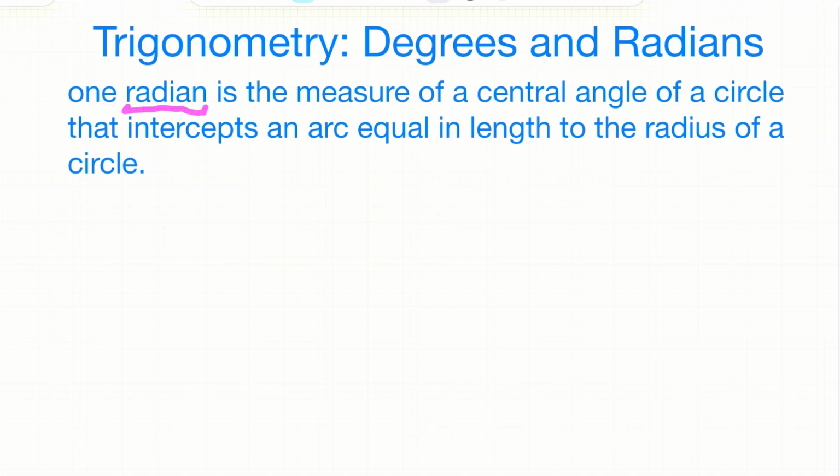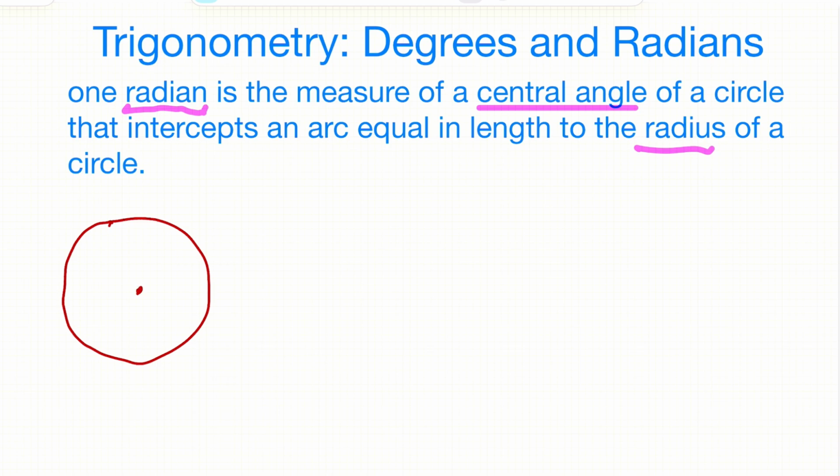So 1 radian is the measure of the central angle, we're going to call that theta, of a circle that intercepts an arc length equal to the radius of the circle. So that's our definition. Now I'm going to draw a picture that kind of helps illustrate that. So here's our circle, radius r. Now we go another radius r, and then we make this length right here r, and that angle theta, by definition, is going to be 1 radian. So there's our basic definition of what a radian is.